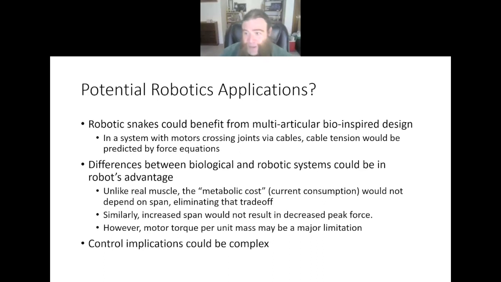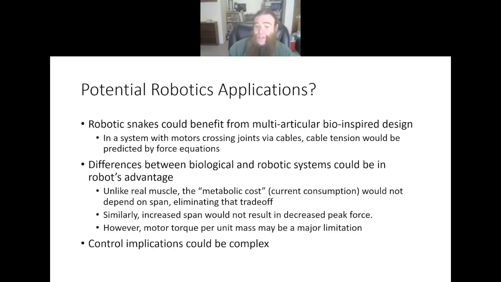It has potential benefits for robot snakes. So to date, as far as I am aware, no one has actually built a robot snake with multi-articular muscles. There's a simulation, but no one's actually made one of these things. And the predictions should still work. It's just if you have a motor with a cable, these equations will produce the cable results. However, there are some differences in a robotic system that could be to the robot's advantage.